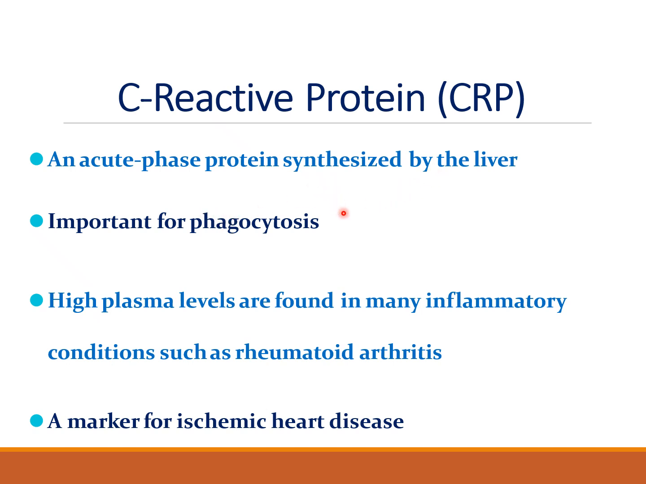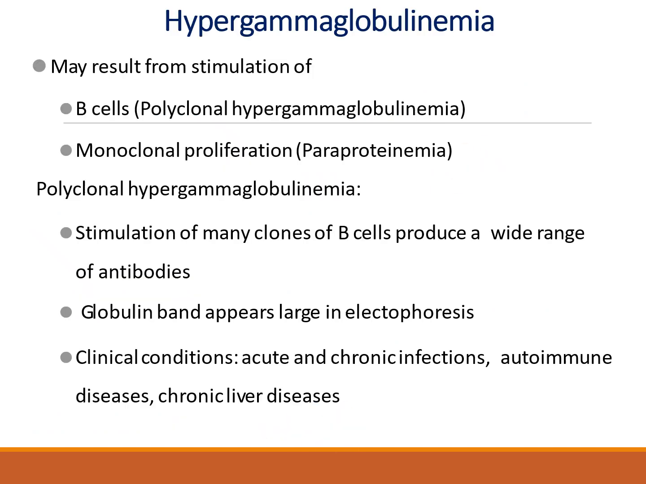It is an acute phase protein synthesized by the liver, important for phagocytosis, engulfing of bacteria or any waste products. High plasma levels are found in many inflammatory conditions such as rheumatoid arthritis. So for rheumatoid arthritis it can be used as a marker, and a very important ischemic heart disease marker is CRP.